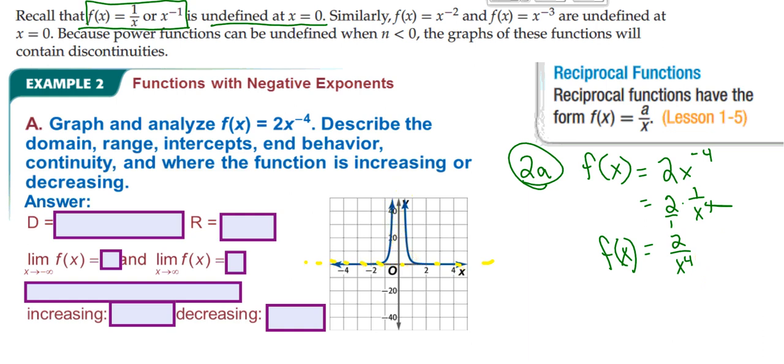So our domain is from negative infinity to 0, union with 0 to infinity.